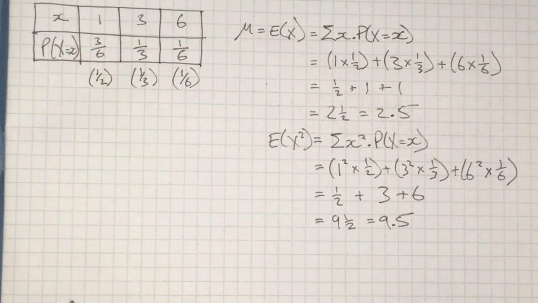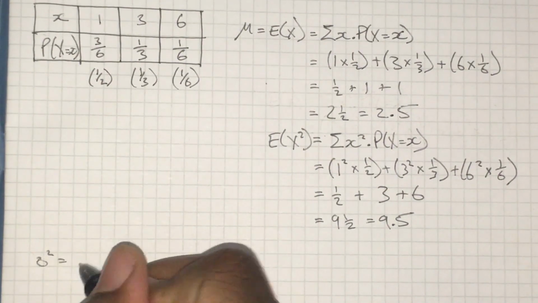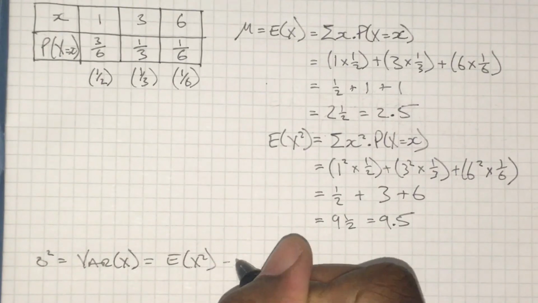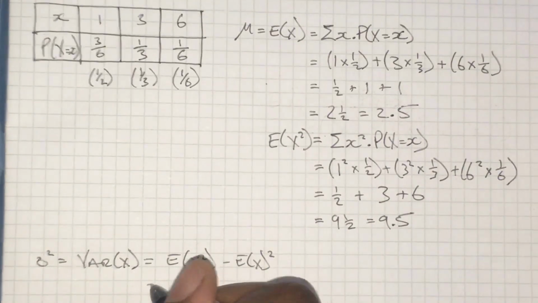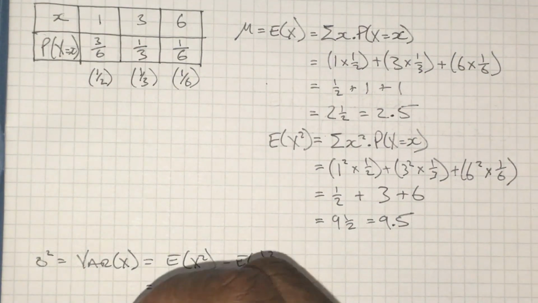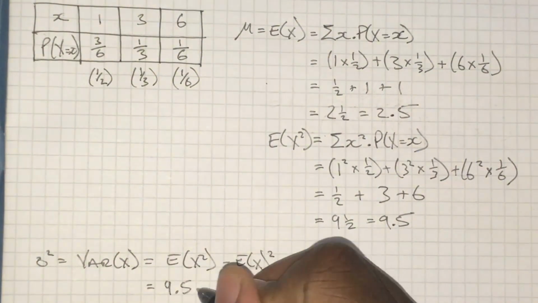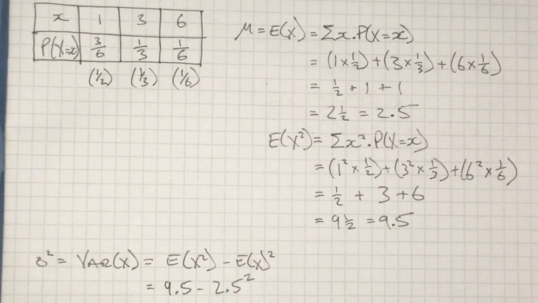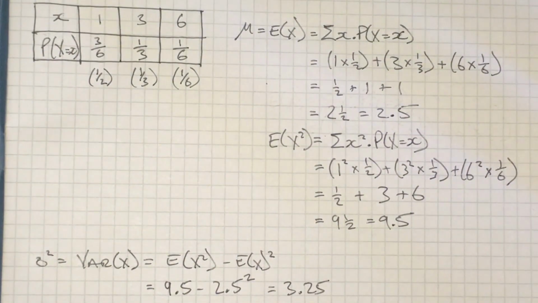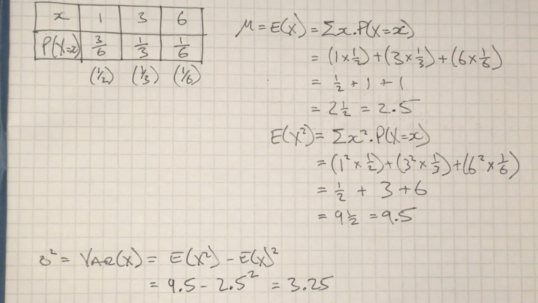Okay, from there we're going to move on. Sigma squared is the variance, so I can find the variance of x by doing the expectation of x squared minus the expectation of x, squared, and that gives us an answer of 3.25. So the variance, sigma squared, is 3.25, and we know our standard deviation will be the square root of 3.25.